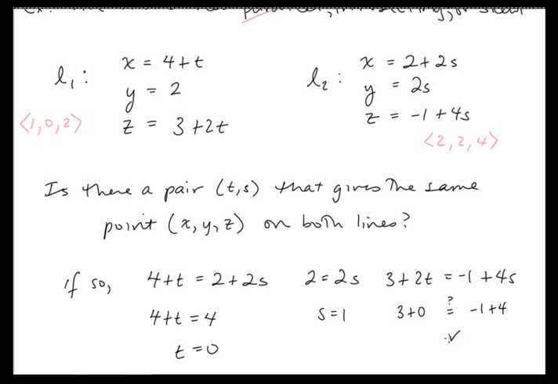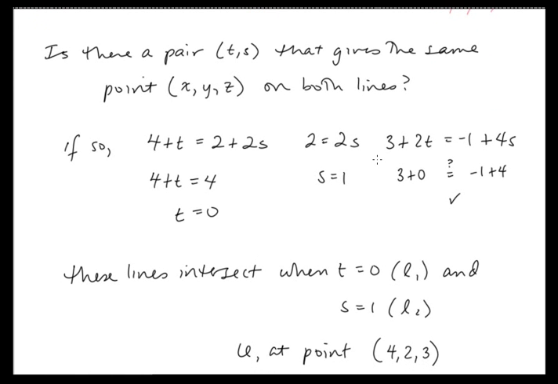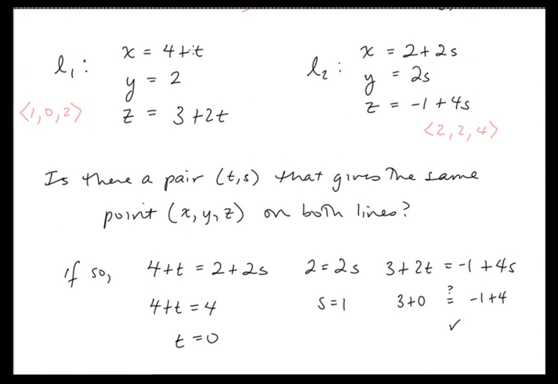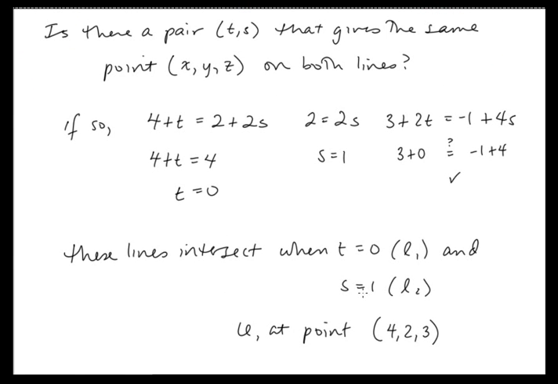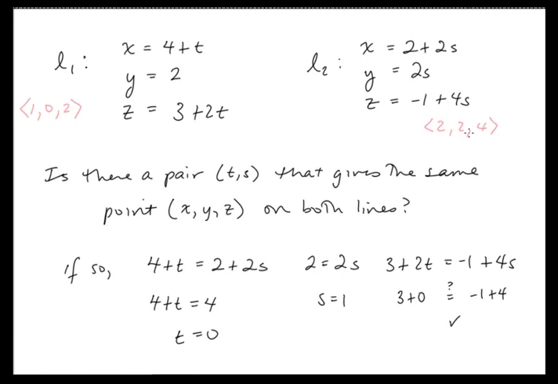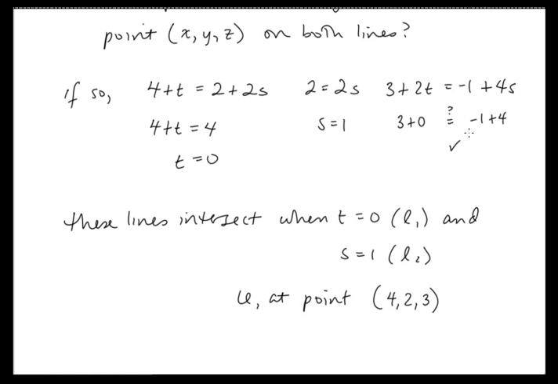So in fact, there is an s and t pair that gives the same point on both of these lines, and so these lines do intersect. When t is equal to 0 for line 1 and s is equal to 1 for line 2, these lines are at point (4, 2, 3). Right? When t is equal to 0 for line 1, we're at (4, 2, 3). And when s is equal to 1 for line 2, again, we're at (4, 2, 3). So these lines intersect at that point.